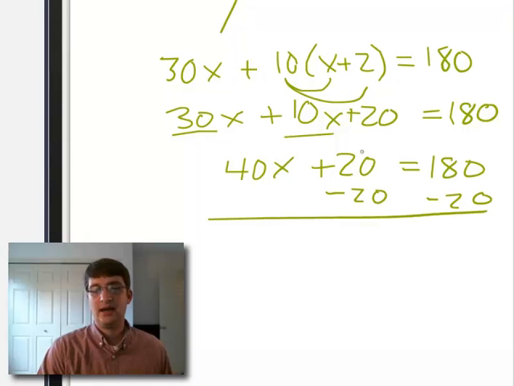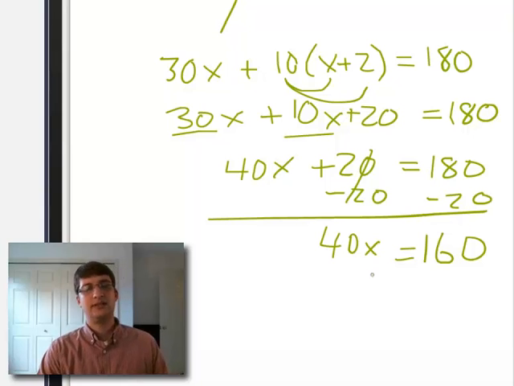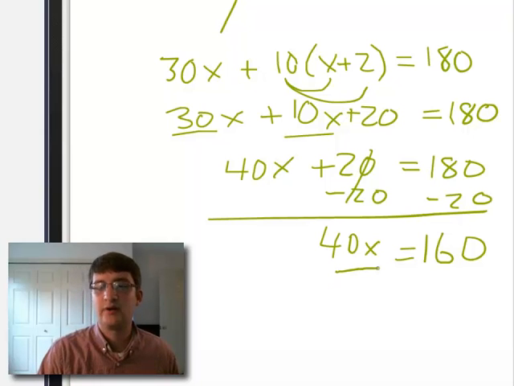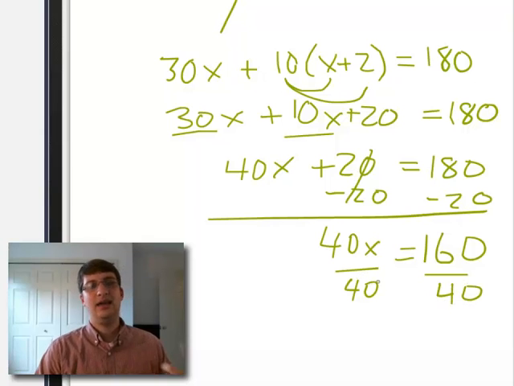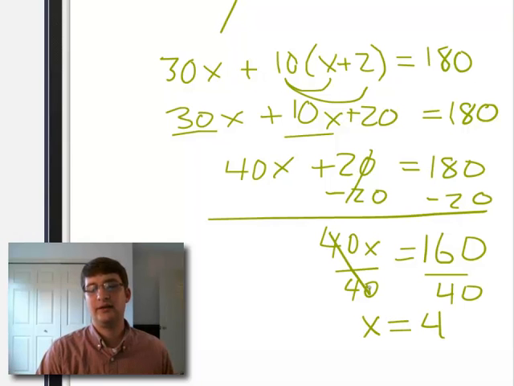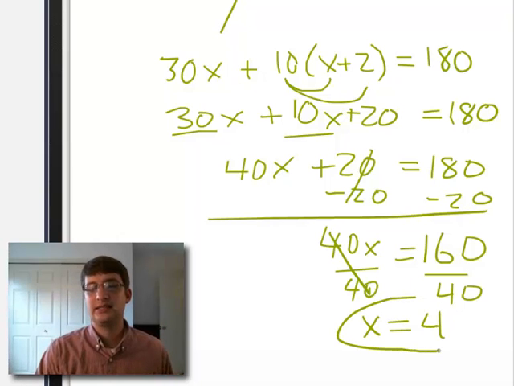And after that, I will get 180 minus 20, which gives me a whopping, I love the word whopping, 160. So I got 40x equals 160. Now it's time to divide by 40 on both sides, and that will get me my answer. The answer for this is going to be 4. So x equals 4, and these 40s will cancel by dividing both sides by 40. So that's another example.